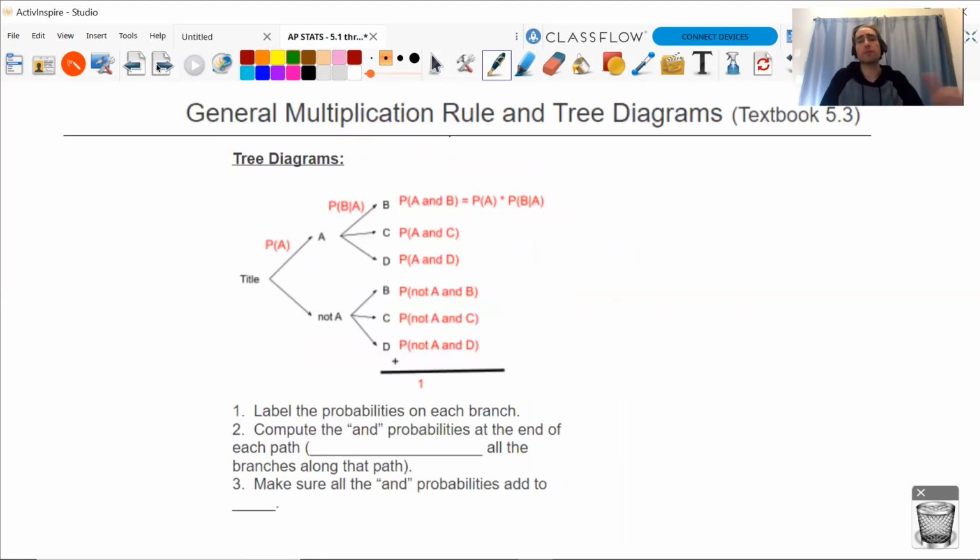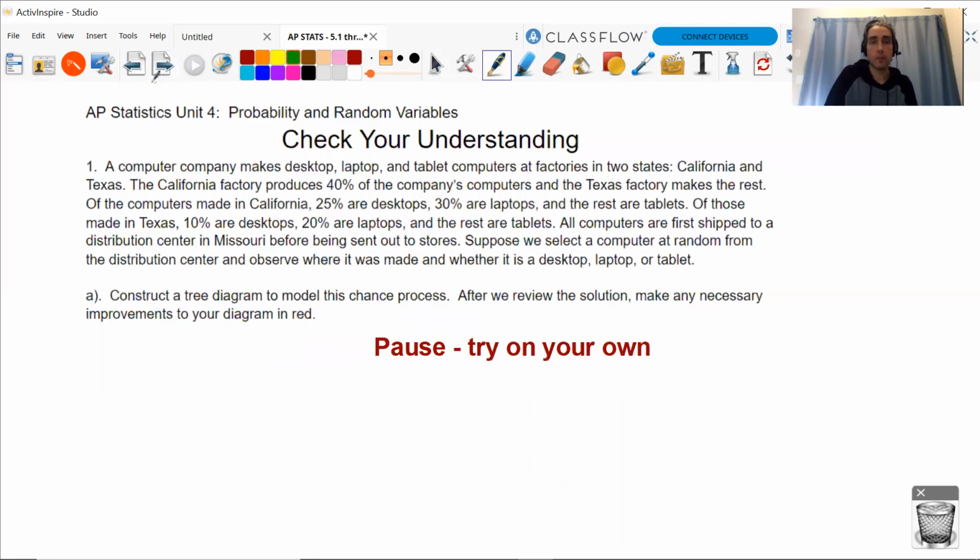Tree diagrams. I'm going to label the probabilities on each branch. Compute the and probabilities at the end of each path. Multiply all the branches along that path. So we're going to times, and then we're going to get our ands at the end. And make sure those ands add to 1. Pause the video, try to check your understanding on your own, and then unpause it so we can check our answers together.